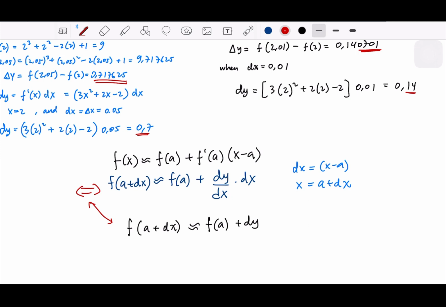So usually, questions related to these differentials, you will be comparing the actual delta, and then you need to compare with the d that you are going to have as in the differential.